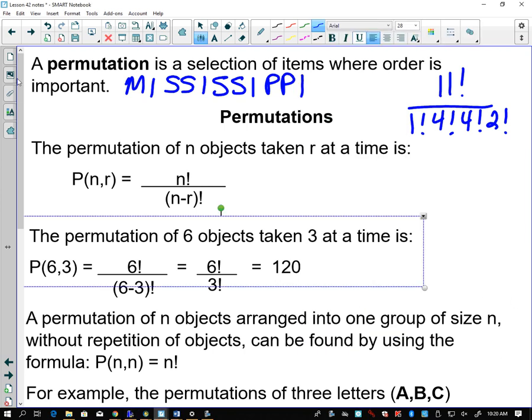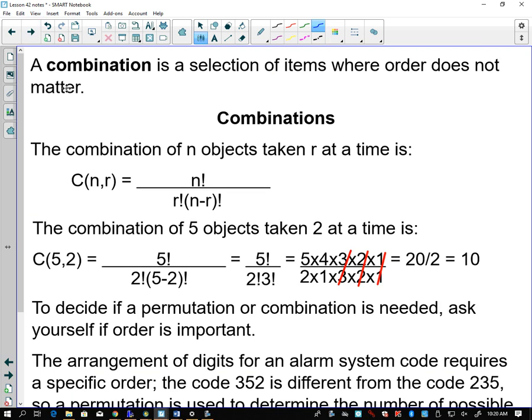The next thing we're going to look at in the next page is combinations. A combination is a selection of items where order does not matter. So the combination of n objects taken r at a time. Notice that with permutations, we would block out the r. Well, combinations adds that part of it to it. So a combination of 5 objects taken 2 at a time becomes 5 factorial over 2 factorial times 5 minus 2 factorial. So I should end up actually with an even smaller group.